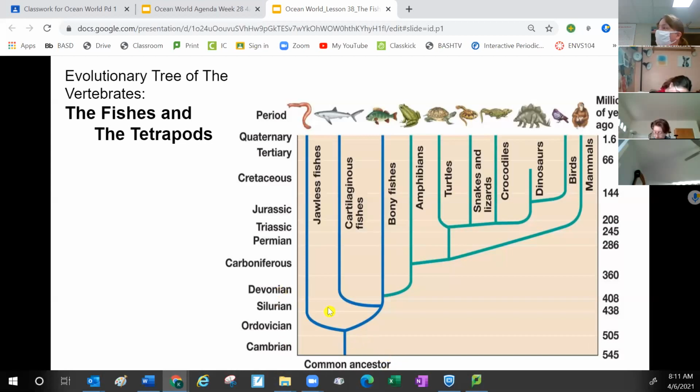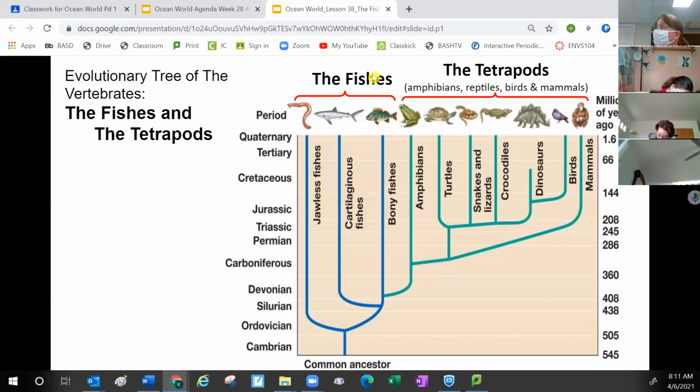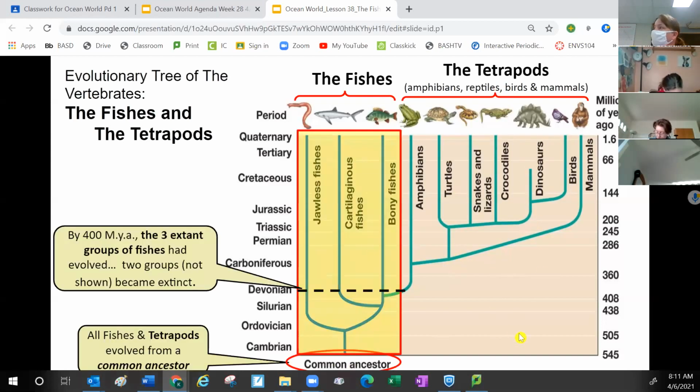Notice that all of these organisms, not only the sea dwellers, but the land dwelling vertebrates, all came from a common ancestor that started in the oceans. Okay, so all vertebrates started in the ocean. You'll see the fishes here are on the left, and what we call the tetrapods are on the right. This would be your four-legged creatures. And they all develop from this common ancestor.